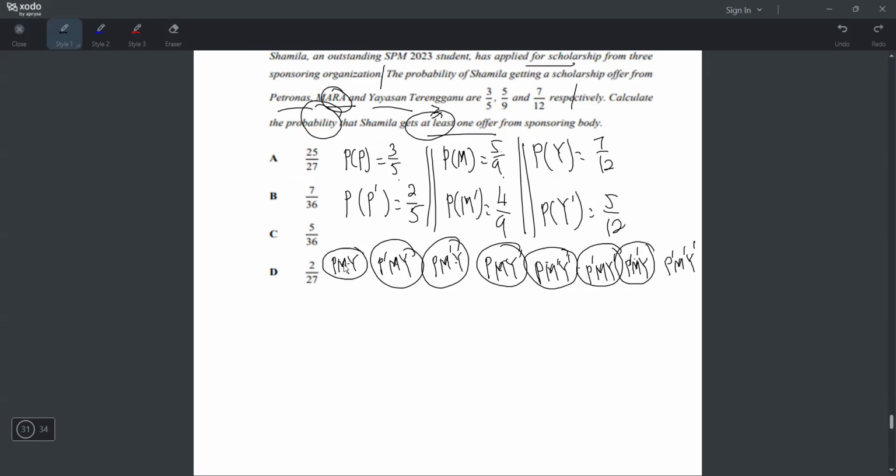And then get the probability for this, and then add this one. This one you have to take 2 over 5 times 5 over 9 times 7 over 12, and then keep going and so on. But it is very slow if you do it this way. Let me teach you a faster method.